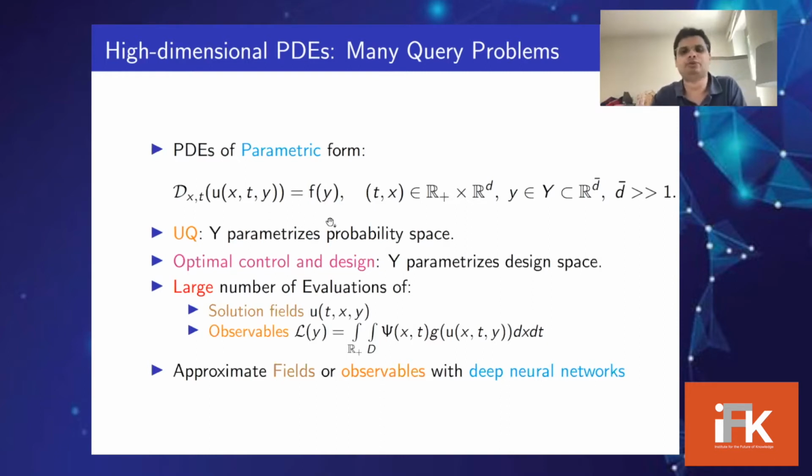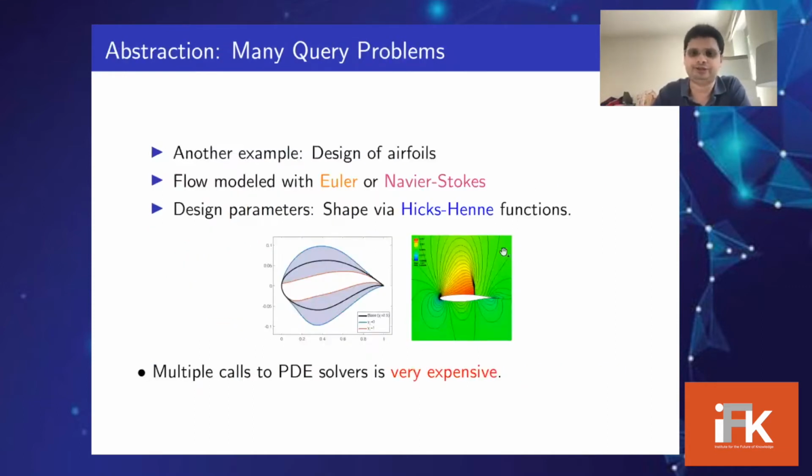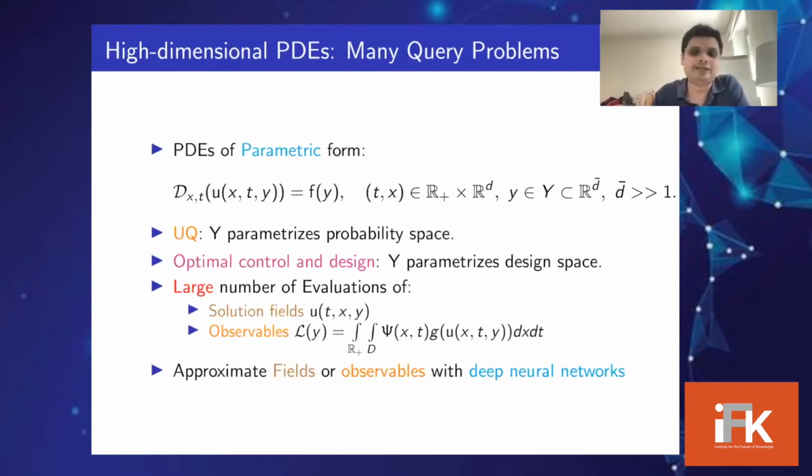And remember that what we're interested in is, for different values of this y, we have to find either the solution fields, for instance, the whole flow field around this shape, or in many cases, we're just interested in an observable, a quantity of interest, something like the lift or the drag. So these are the objects of your computation. And as I've said before, this is a very expensive process.